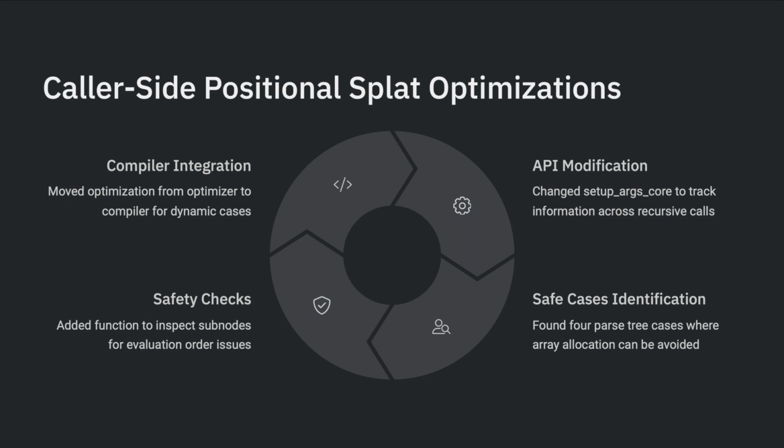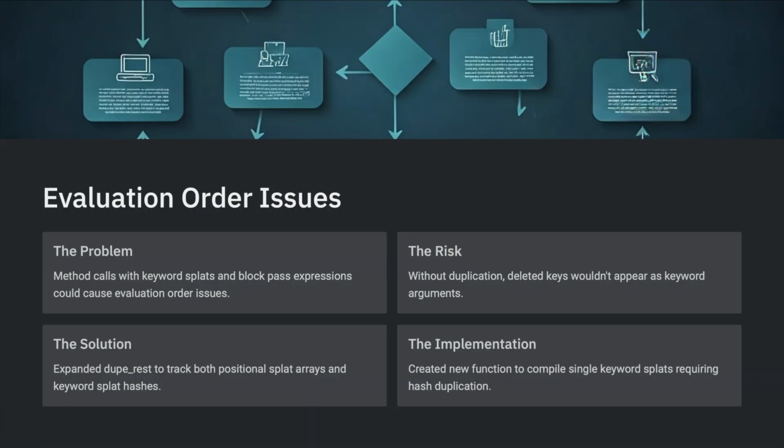You also mentioned a really specific evaluation order issue they found later. Yeah, a really subtle one. It involved a single keyword splat combined with a block that modifies the hash being splatted. Think m(**myhash) { myhash.delete(:key) }. Okay. If Ruby just passed myhash directly to m without copying it, the block would run, delete the key, and then m would receive the hash without the key. That's probably not what the programmer expected. You'd expect them to get the hash as it was before the block executed.